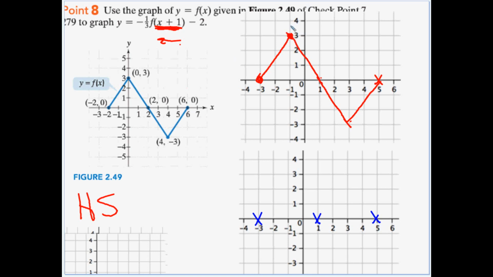Here's a height of 3. 3 divided by 3 is 1. So that is now -1, 1. This point over here was 3, -3. Divide that y value by 3. Now it's just -1. So everything got pulled closer to the x-axis.